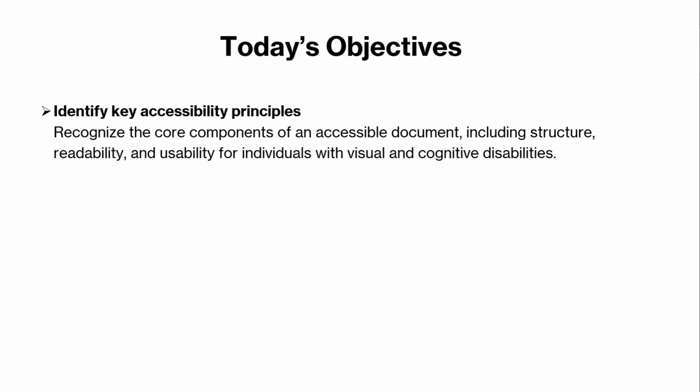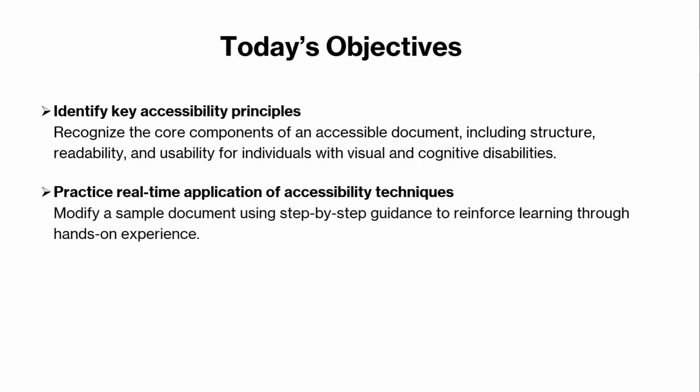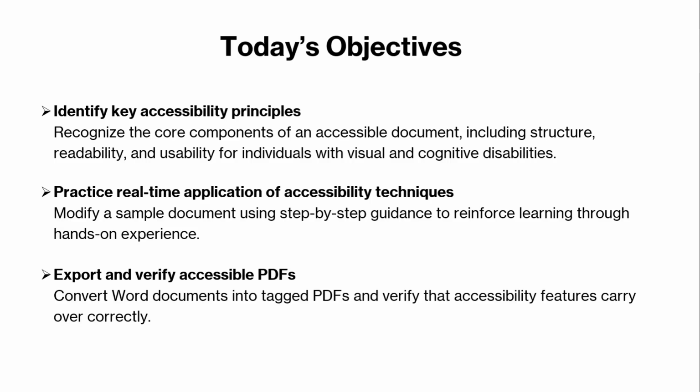So for today's objectives, we're focusing on 3 key things. The first is to understand the core components of an accessible document. The second objective is to practice how to fix accessibility issues in real time. And finally, we will be checking and exporting your document as an accessible PDF document. So this won't just be theory. You'll actually be doing the work alongside me.